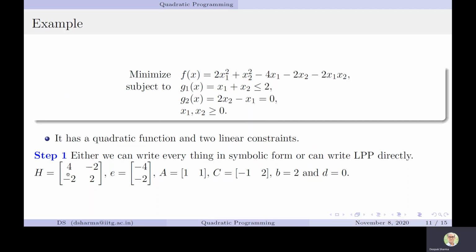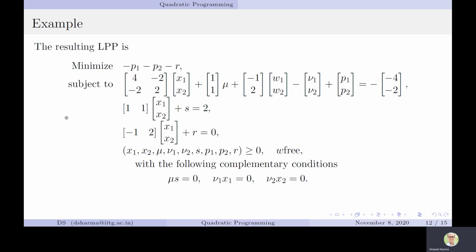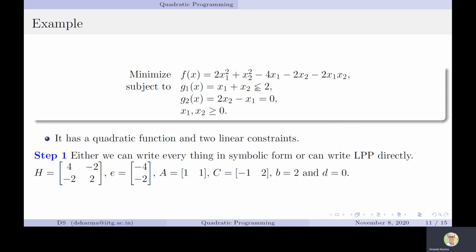Looking at this equation, we can find H, which is the Hessian of the function f(x). Similarly, I can find E, A, C, B, and D. Once we have written everything in symbolic form, we can put it into our resulting LP. As you remember, we want to minimize all the artificial variables. So let me go back. Here in G1, we don't need any artificial variable. We have just one slack variable.